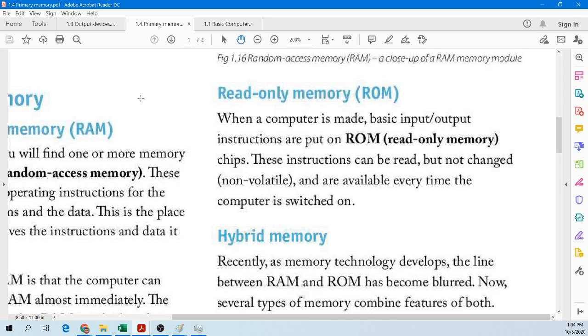When a computer is made, basic input or output instructions are put on ROM, read-only memory chips. These instructions can be read but not changed, are non-volatile, and are available every time the computer is switched on.